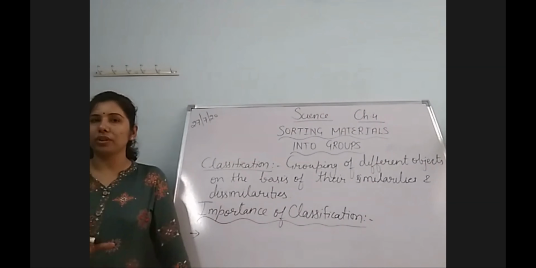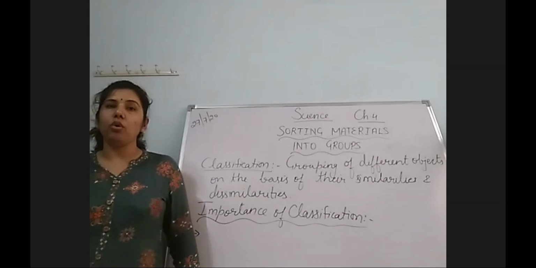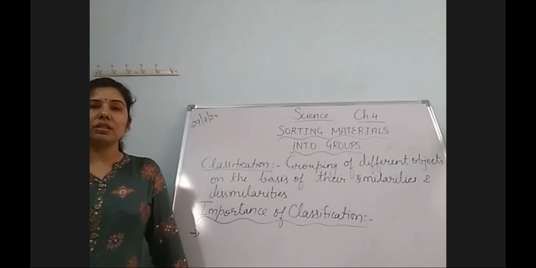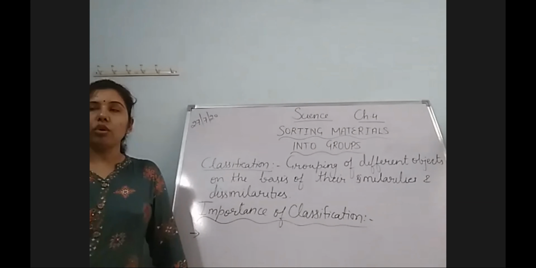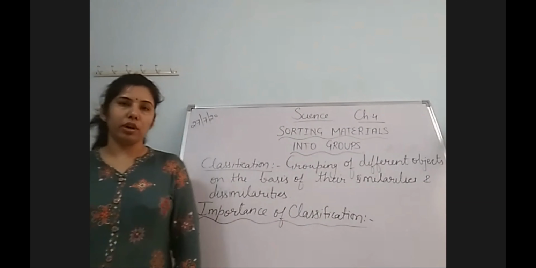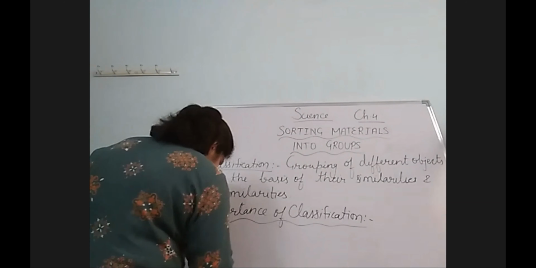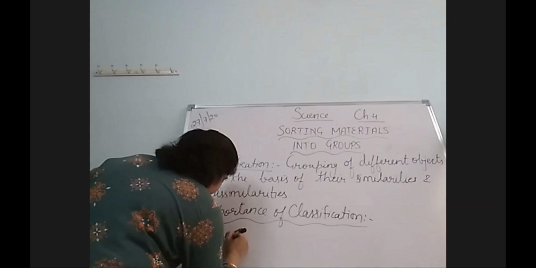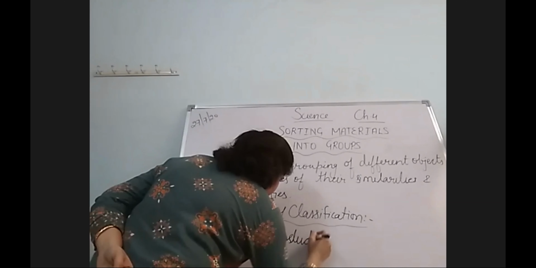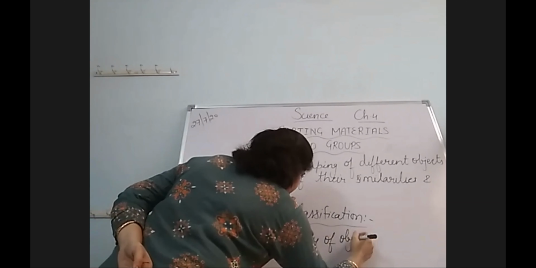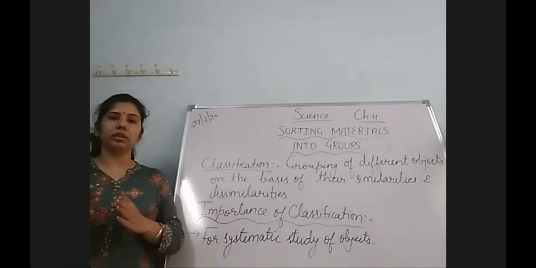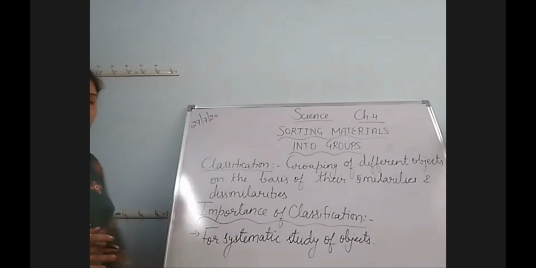Amoeba, we know, is a unicellular organism. Humans, we know, are multicellular. We know that crocodiles are reptiles. We know that the frog is an amphibian, right? So on the basis of their characters, we have grouped them. So that will make their study easier for us, right? So the first point is for systematic study of objects. The grouping will allow you to do a systematic study of objects.